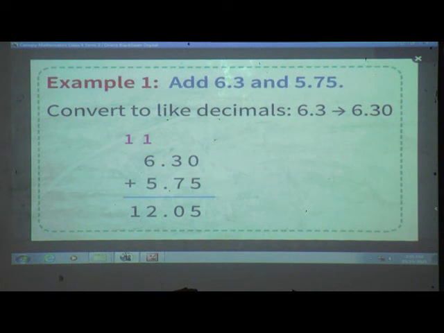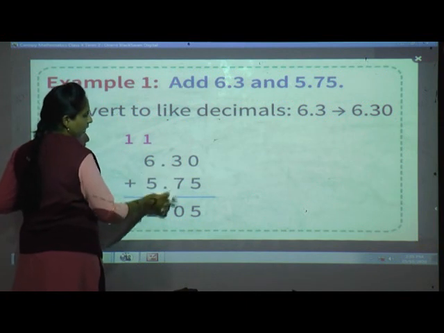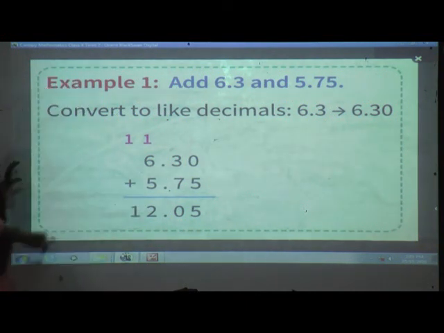Once we have converted into like decimals, the second step is to write them one below the other such that the decimal points are one below the other. While writing the numbers, the decimal point should come one below the other, compulsory. Very, very important. The digits with the same place value should be in the same column, and in the sum, put the decimal point below the other decimal points.